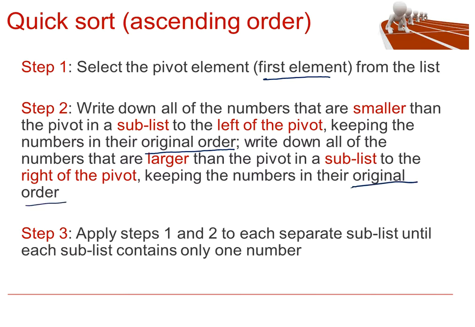Now, this is one of these occasions where you need to control your natural ability to sort the numbers for yourselves in your head and follow the algorithm carefully. Third step is to apply steps 1 and 2 to each separate sublist until each sublist contains only one number. So each iteration of steps 1 and 2 is known as a pass.